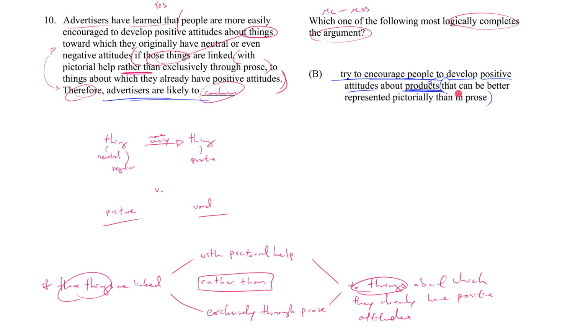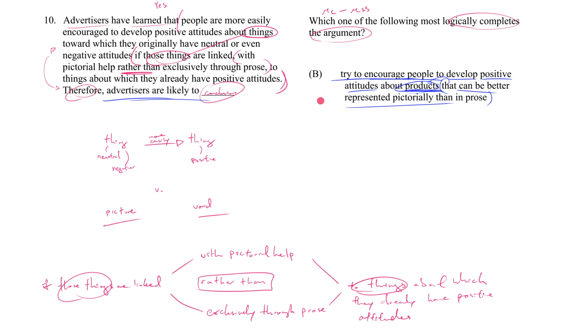The rest of this is saying products that can be better represented pictorially than in prose. So now you think about all your products, all the possible products there are. It just turns out some products are better represented pictorially than in prose, right? Like if you think about a car, a car is probably a product that pictures can represent better. In fact, I think most products are probably products that a picture can represent better. Just think about how many words it takes to describe the product versus you can just show the product, right? So I would guess most products fit into this better represented pictorially than in prose.